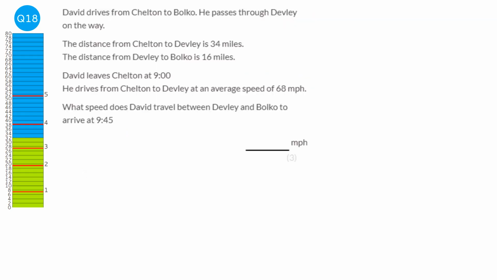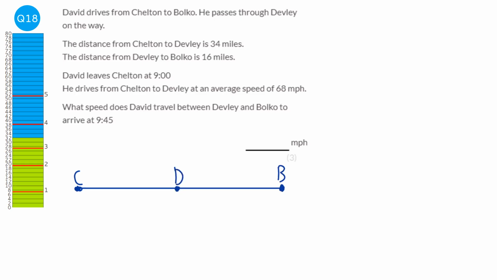There's an awful lot going on in this question. Whenever there's an awful lot going on, it's always best to draw a diagram. So we're going to start off at Chiltern, which is a C. Then we go to Bolko, that's where we're going. And we go through Devley on the way. So we'll do D there.